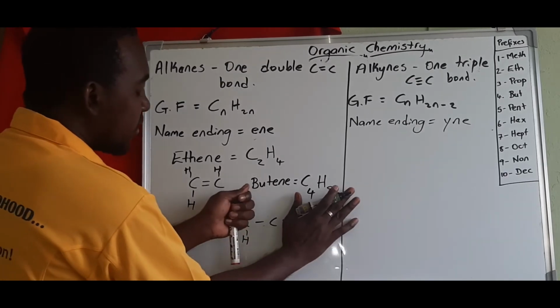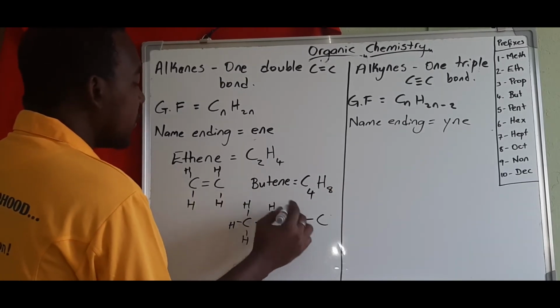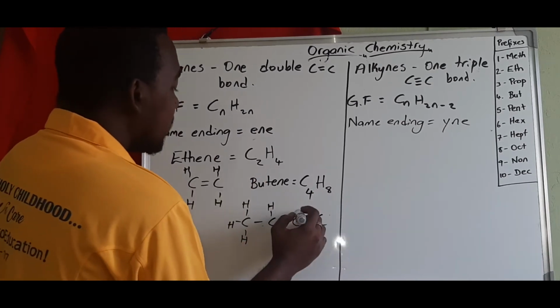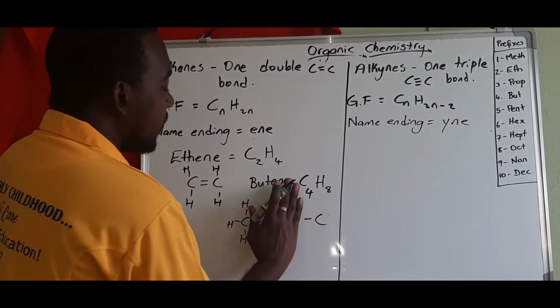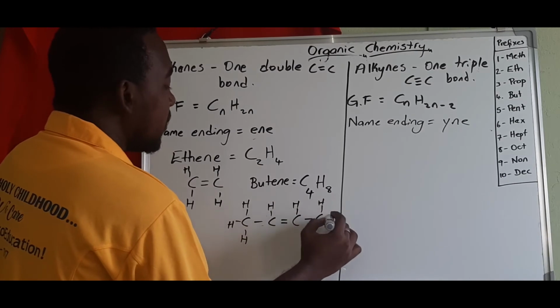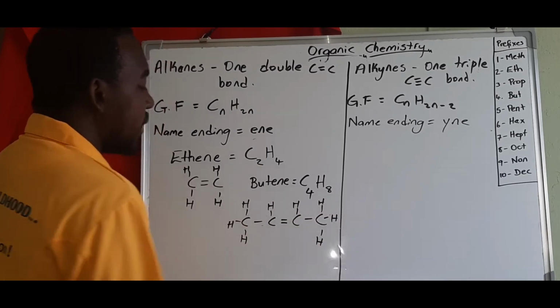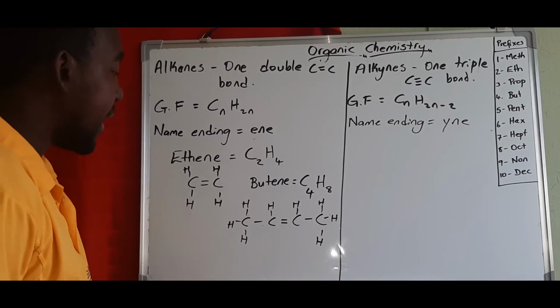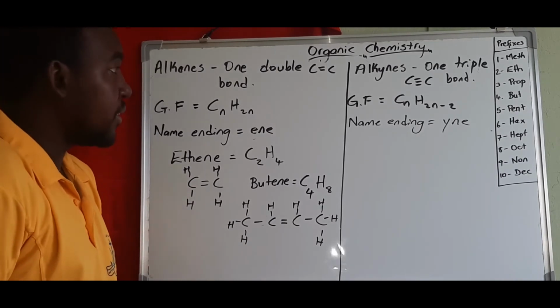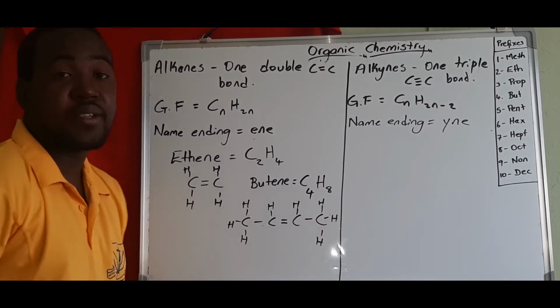We cover this, 3 is used, so we need 1. And then this 1 is used, so we need 3. Alright? Now, the thing with alkenes is that they can act as a long chain as well, right?